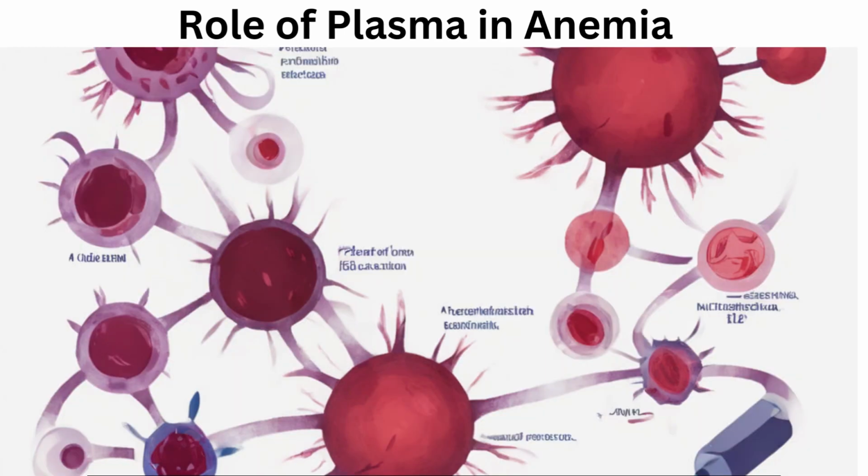Role of plasma in anemia. Plasma, as the liquid component of blood, doesn't change significantly in anemia. However, it carries nutrients and waste products as usual. In cases of anemia resulting from nutritional deficiencies, plasma may reflect decreased levels of specific nutrients, for example iron or vitamin B12, related to RBC production.